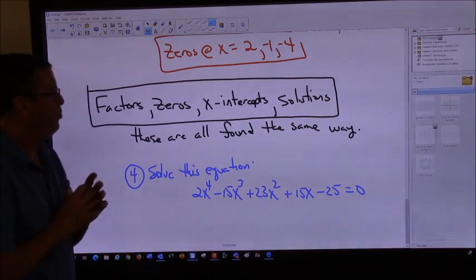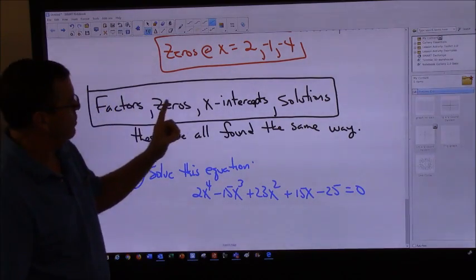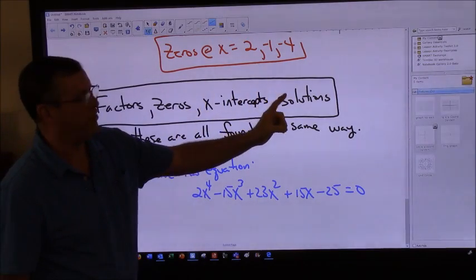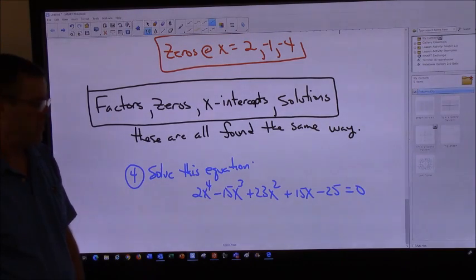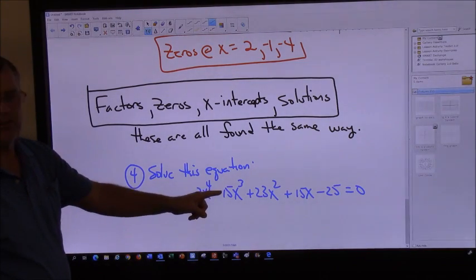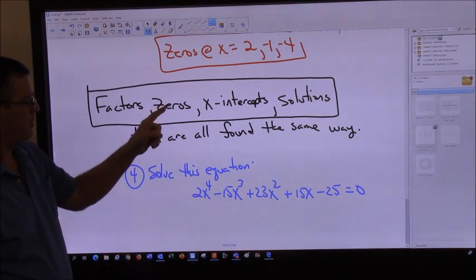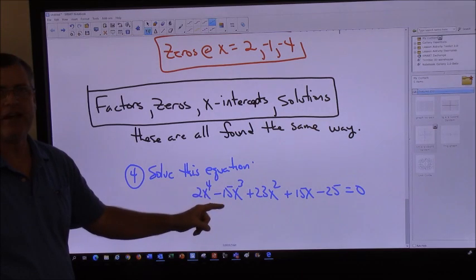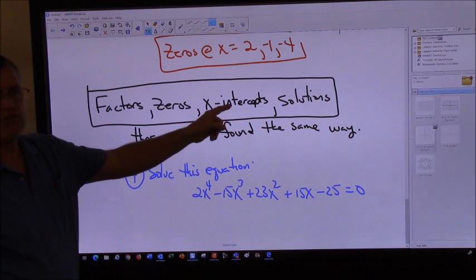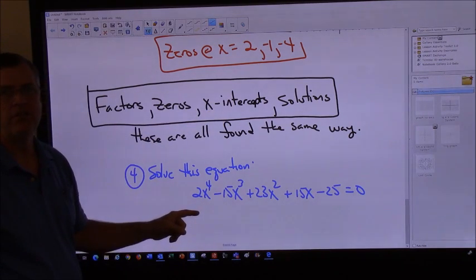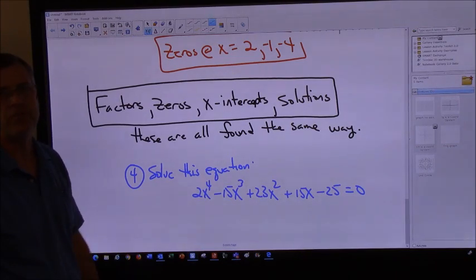All right, so one thing I really want to make sure that we all get is factors and zeros and x-intercepts and solutions. These are all done exactly the same way. If I said factor this expression, then I'm going to use synthetic division to find the factors. If I say find the zeros, I'm going to use synthetic division to find the factors, and once I see the factors, I know what the zeros are. If I'm looking for x-intercepts, I'm going to do synthetic division until I find the factors, and then I'll know what the zeros are, and those zeros are my x-intercepts.